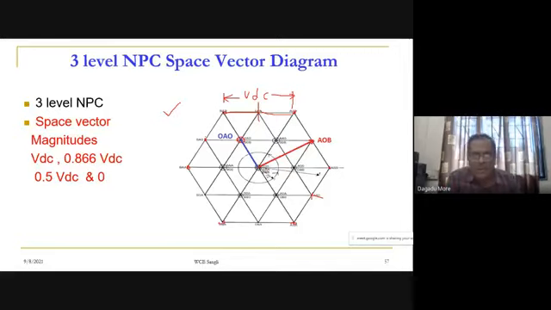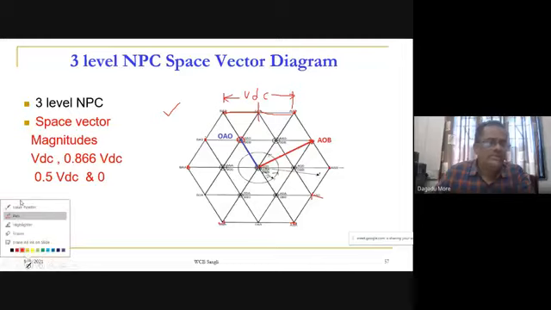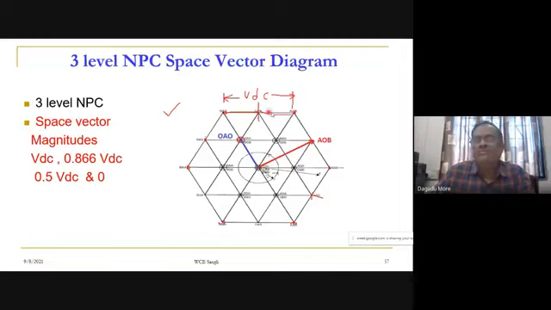So is it clear how to draw the space vector diagram for any multi-level inverter? What are the steps? First you draw the hexagon, whatever may be the number of levels of the inverter, maybe 3 level, 5 level, whatever it may be. You know each side of the hexagon is equal to VDC.